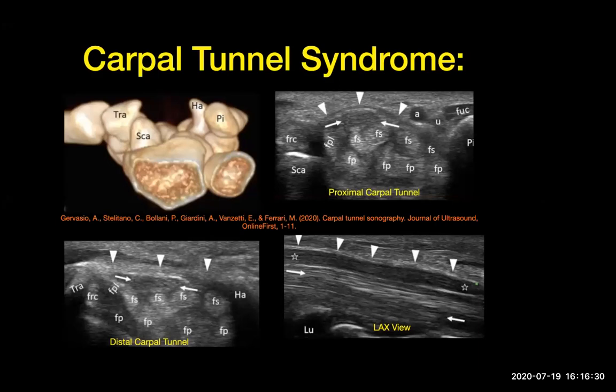Then as you move distally, you can see the median nerve becoming smaller, but at the same time you can still see the flexor retinaculum right on top of that, very distinct. It's echogenic, okay? And then you can also compare the long axis view and try to see if there is notching or narrowing of that median nerve.